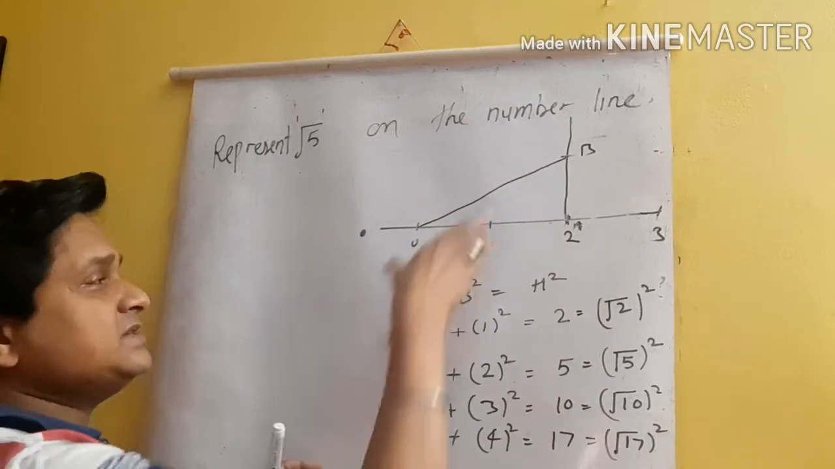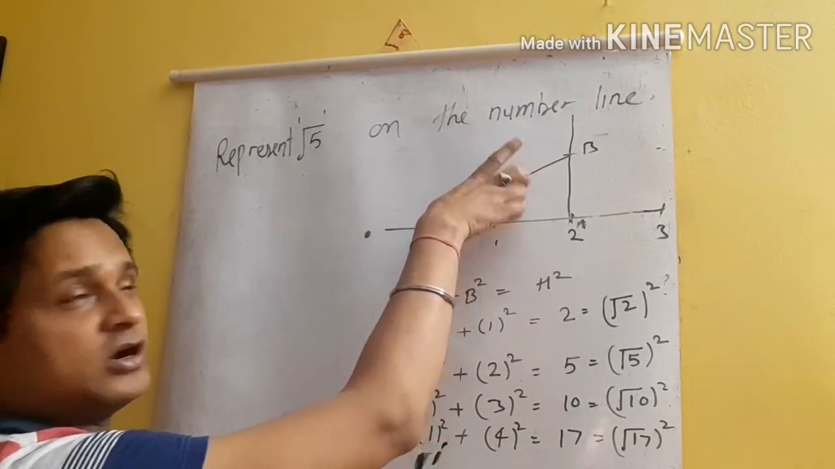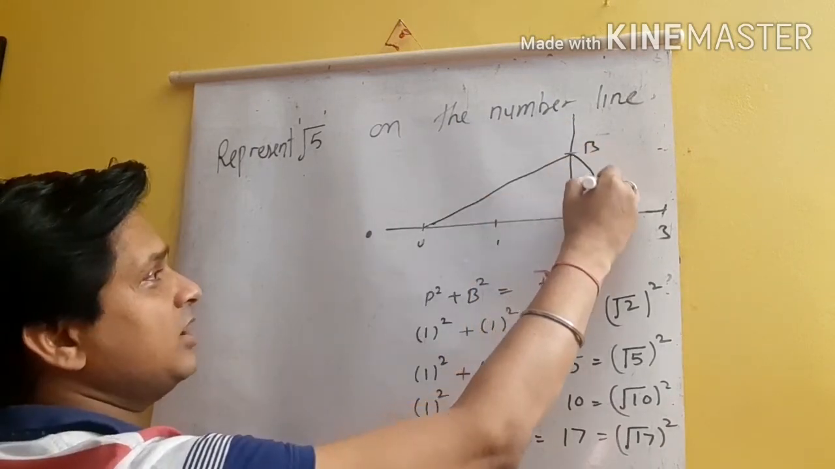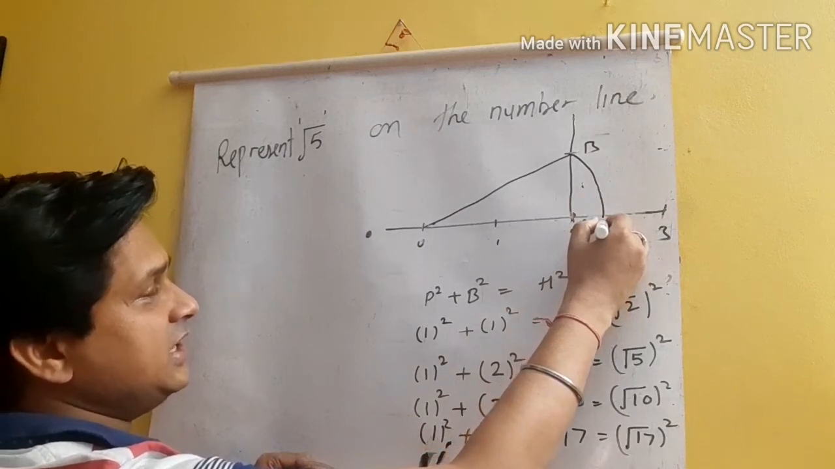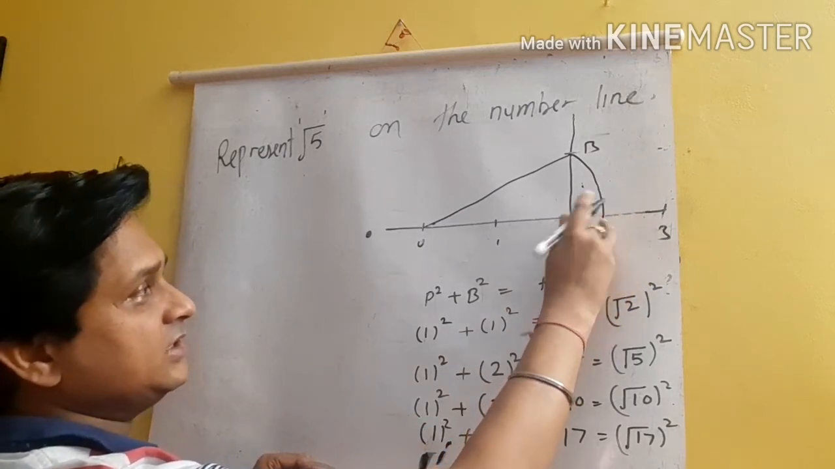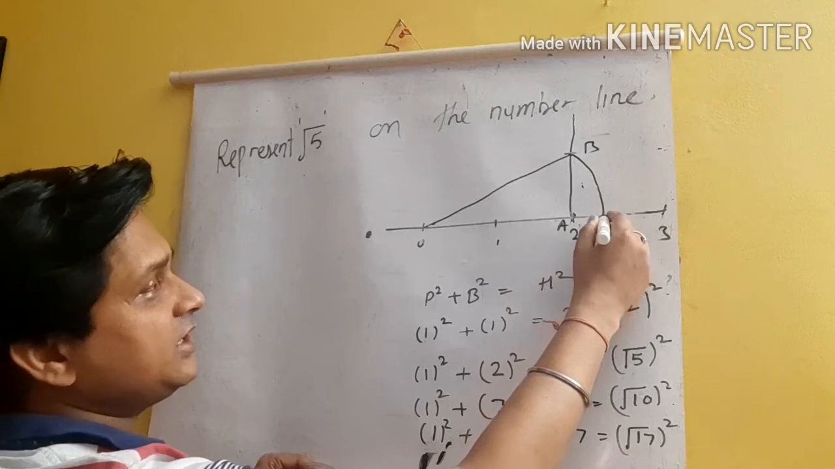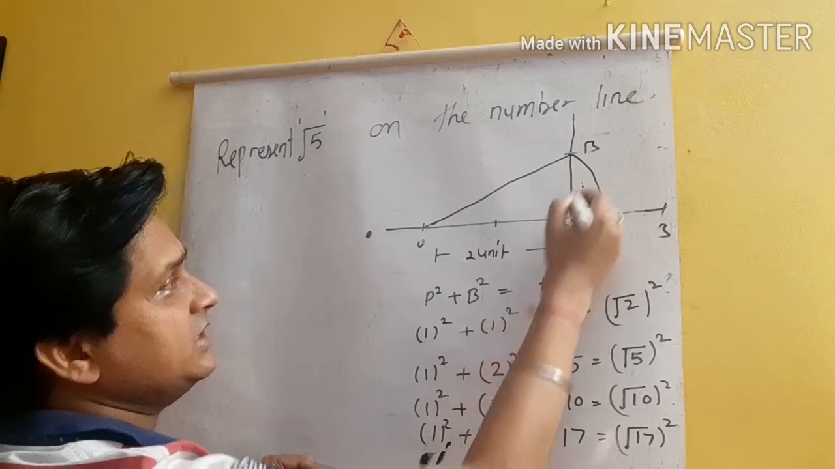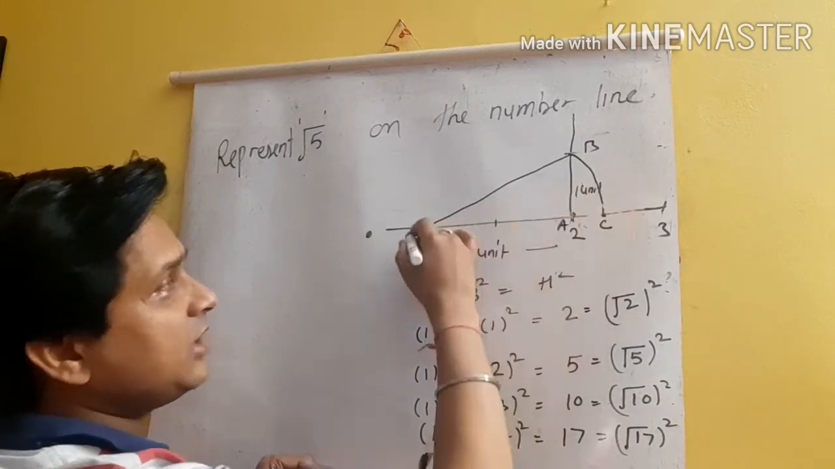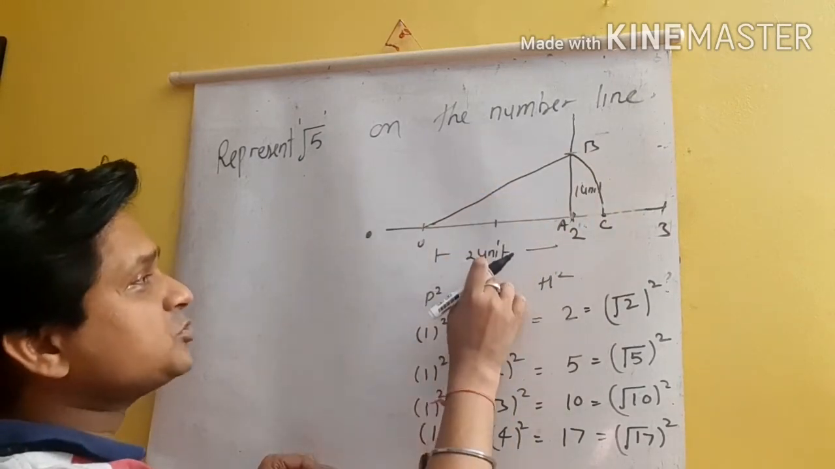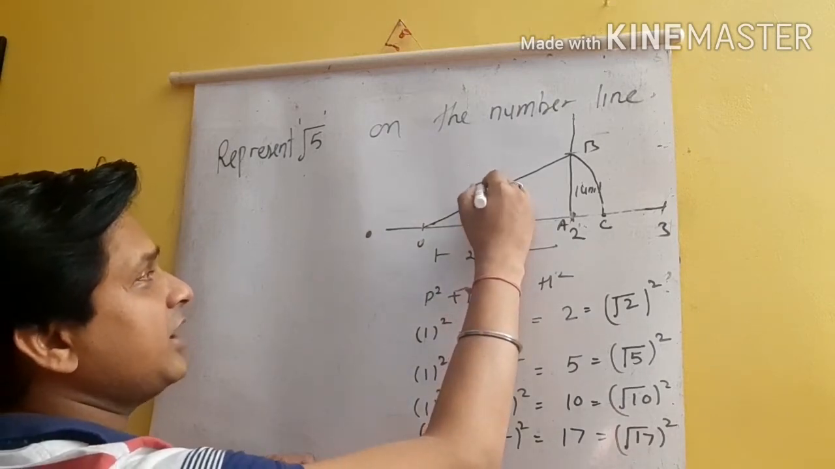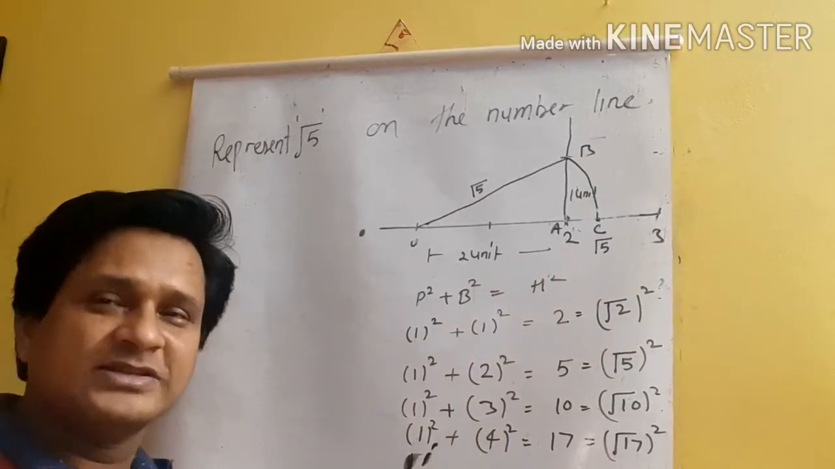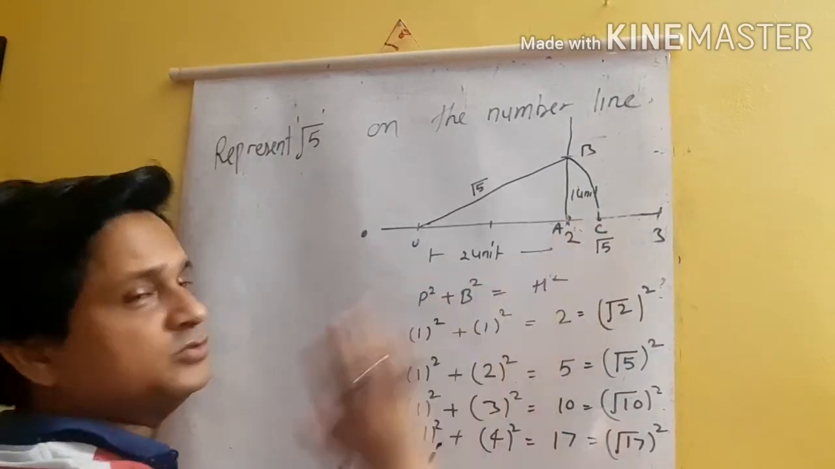Now you will measure this distance using your compass and you will drop one arc here. So suppose this intersects the number line at C. This is point A, this is total 2 unit, and this is total 1 unit. So when you apply Pythagoras theorem, this will be 2 square plus 1, it will be root 5. So this will represent root 5. Root 5 means 2 point something. So see, this is after 2.